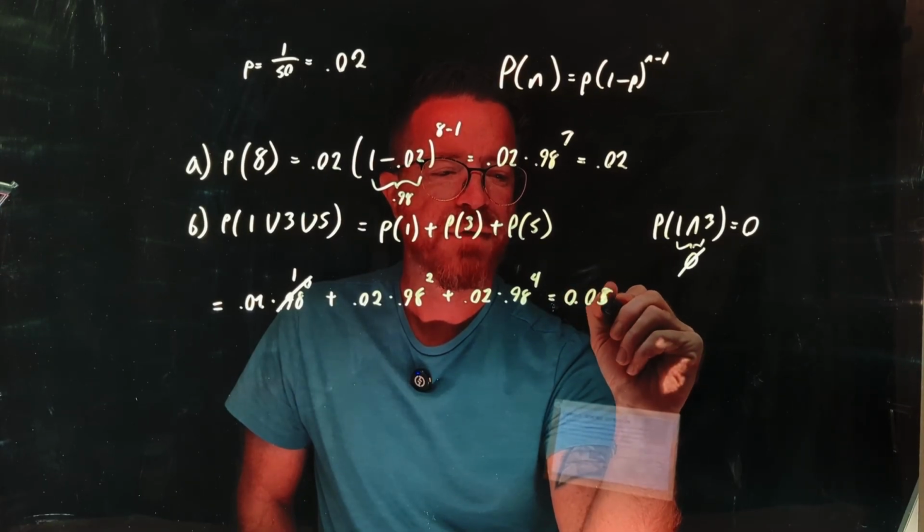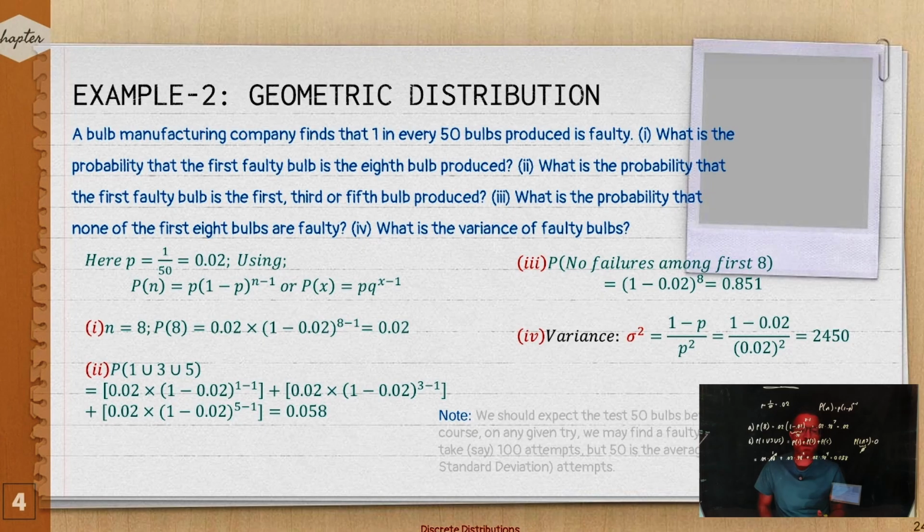0.058. The next problem asks us, what is the probability that none of the first 8 bulbs are faulty? Now this one is a tricky one because if you tried to do this using the geometric, you might think, okay, well, I get my first success on the 9th trial. But it doesn't actually say that. It just says that the first 8 bulbs are not faulty.